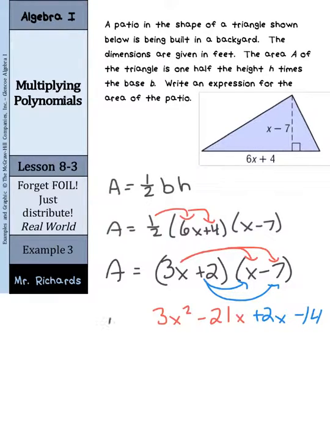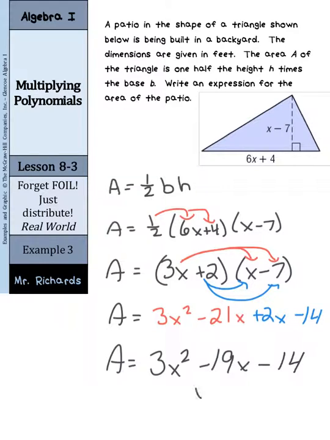And lastly, as I combine those terms in the middle, I'm left with 3x squared minus 19x minus 14. And of course, this is units squared. So if you're given an area question, before you use your distribution on these things, look to see if any of these can be multiplied by 1/2 easily.